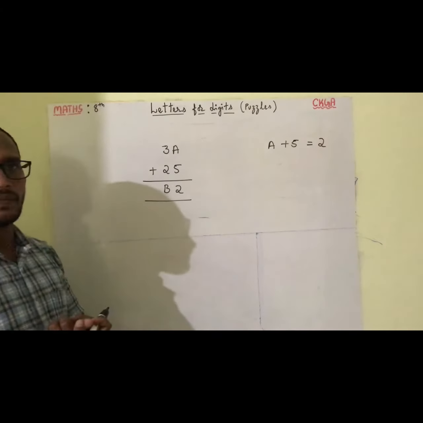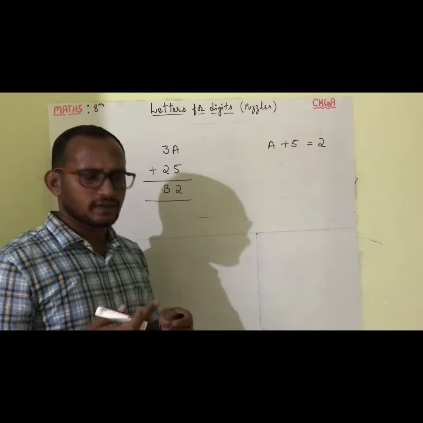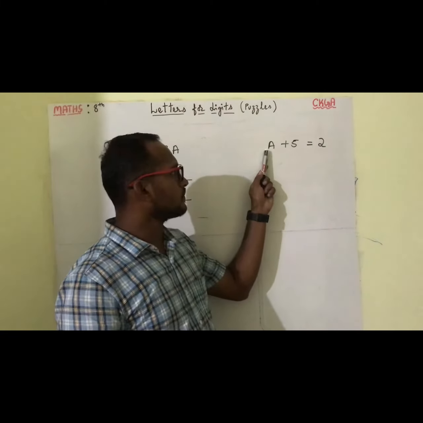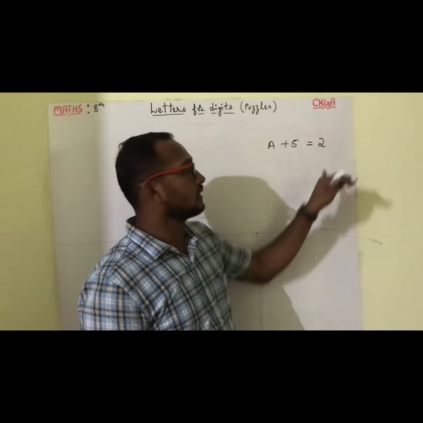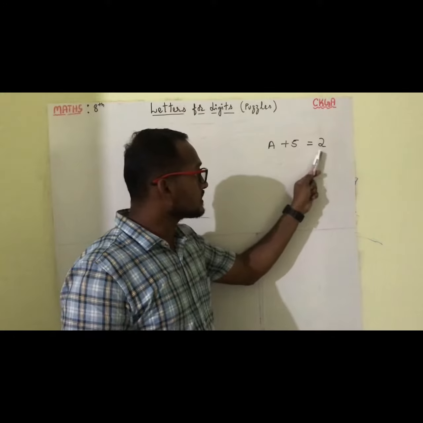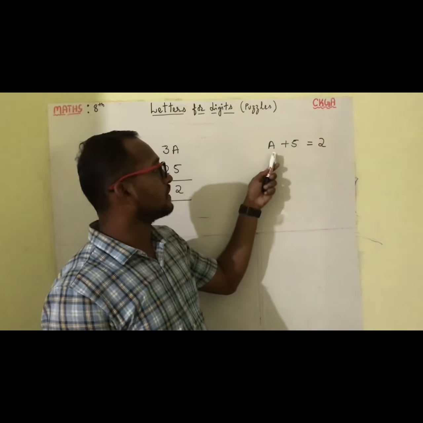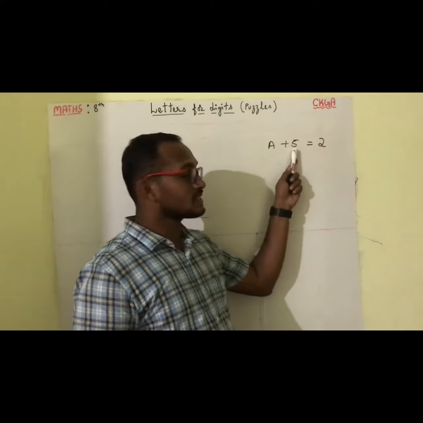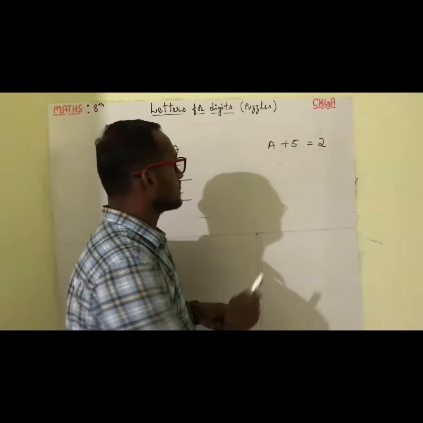So now I think you just started to think. What value of A should I take to add to 5 to get 2? Now 5 is greater than 2. Since 5 is greater than 2, you can't take numbers like 5 plus 1, 2, 3 and all. You should take numbers much more than 5 itself, because that should generate some carry. Okay, let's see that one.